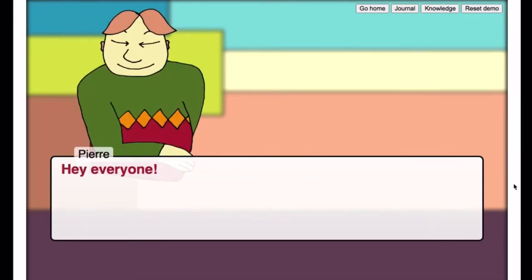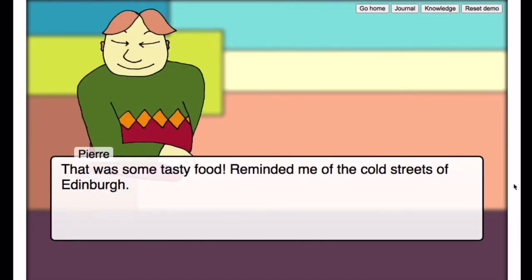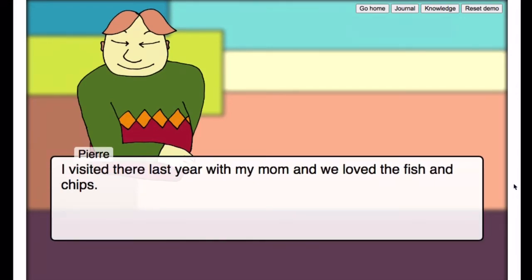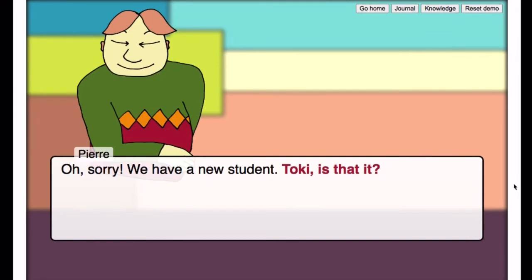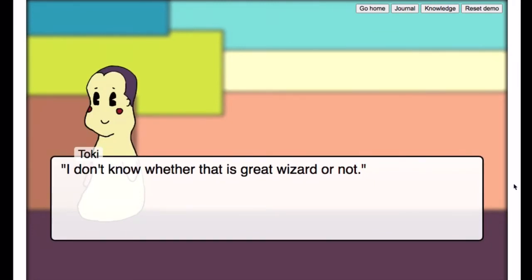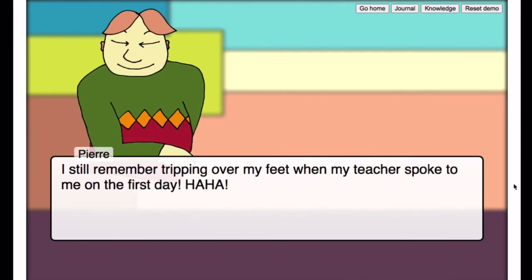Hey everyone! What does that mean? That was some tasty food. Reminded me of the cold streets of Edinburgh. I visited there last year with my mom and we loved the fish and chips. Oh, sorry. We have a new student, Toki. Is that it? I don't know whether that is Great Wizard or not. No worries. You'll be fine. I went to this same school when I was a kid. I still remember tripping over my feet when my teacher spoke to me on the first day.